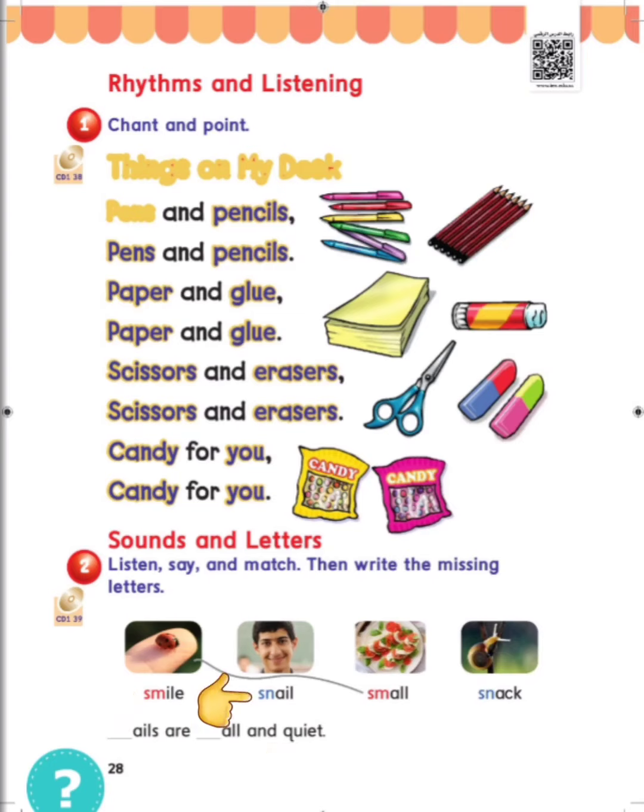smile. SN says sn, sn, snail. Sn, sn, snail. صوت حرفي S, N هو سن، snail. snail يعني حلزون. SN says, snail, snail. Now say and match.